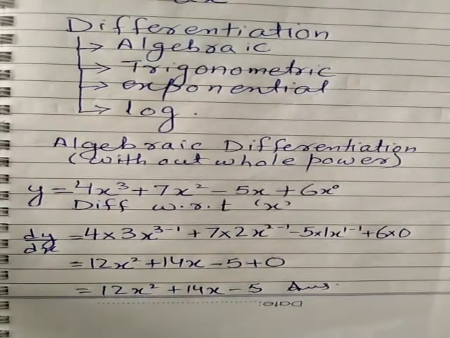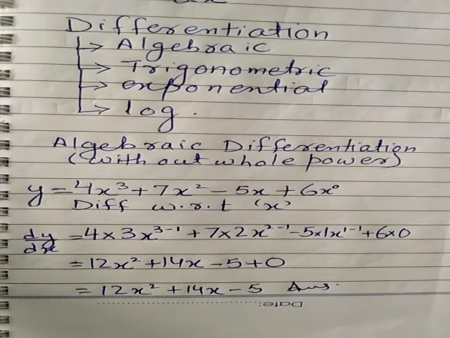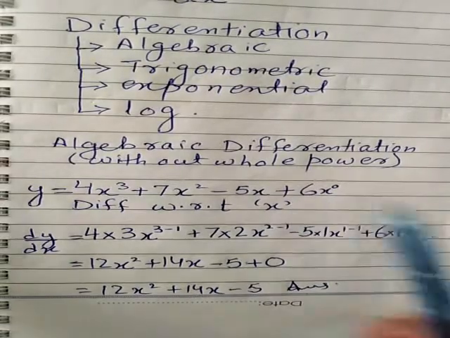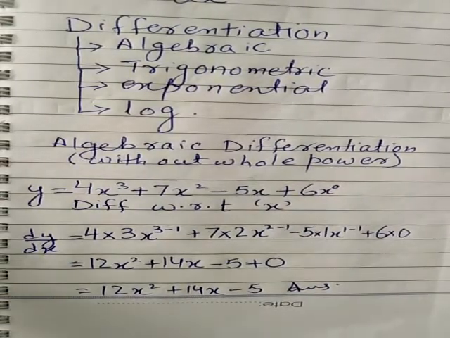This will be your algebraic differentiation. Beta, always remember that if you have got a constant over here, like 6 or 7 or any negative number, a constant without a variable, whenever you differentiate a constant, the result will always be 0. Any number, any pi value, when you differentiate it and no variable is written with it, the result will always be 0.